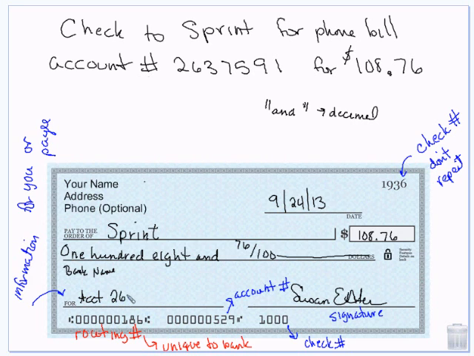Account number 2637591. That way it's directly on the check. And should something happen and they lose that little slip, they apply it to the correct account. Combination, you could write account number and then you can write cell phone or whatever. You know, so this is for them, this is for you.